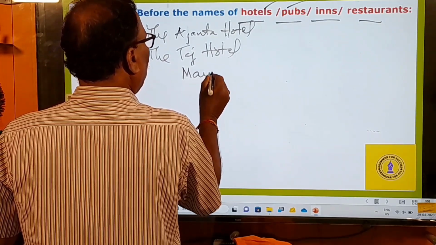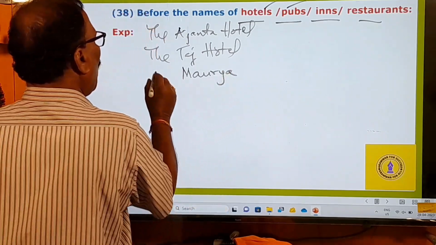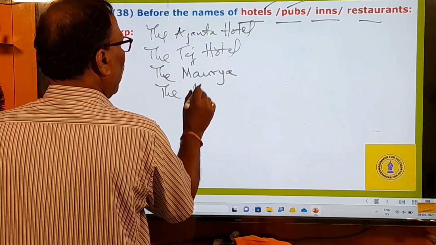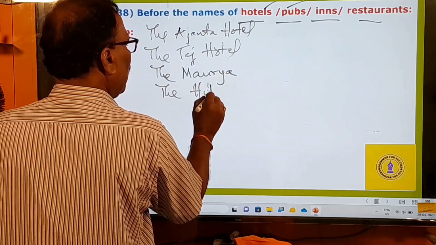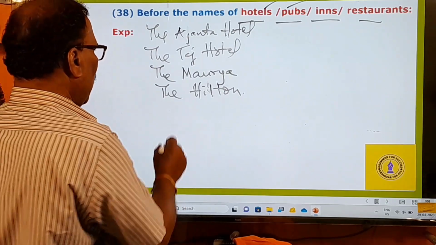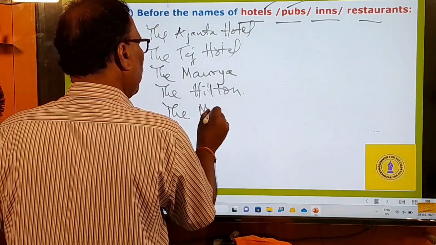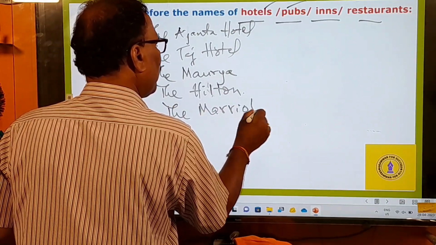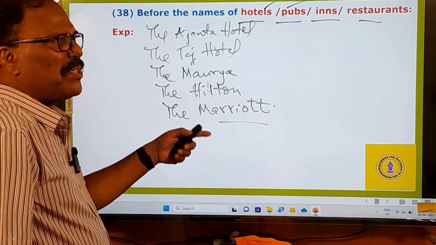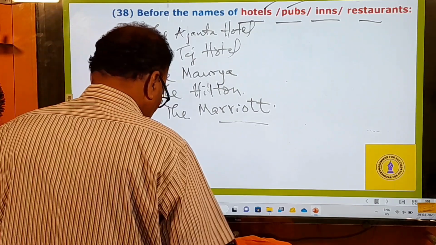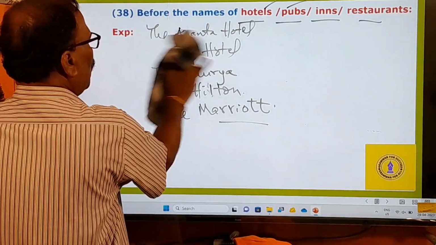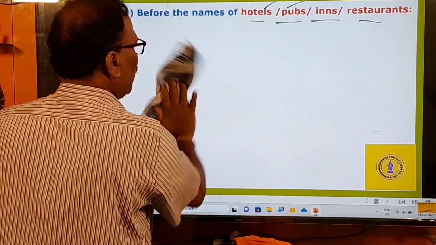The Maurya in New Delhi, a VIP stay, the Maurya Hotel. The Ashoka Hotel, the Hilton, which can be found in the USA, the Marriott. These are all the names of hotels, pubs, whatever. So before all of them, we must use the definite article, the. Now let us take the examples.